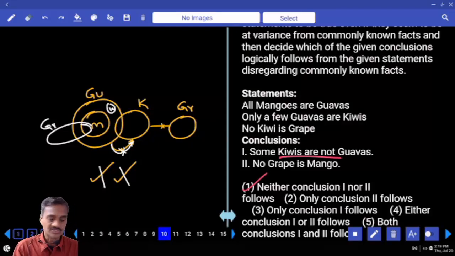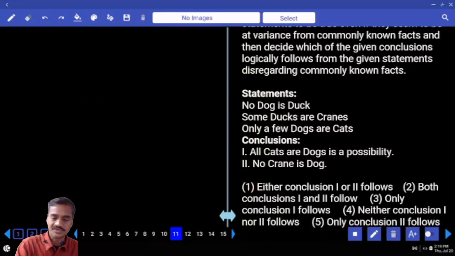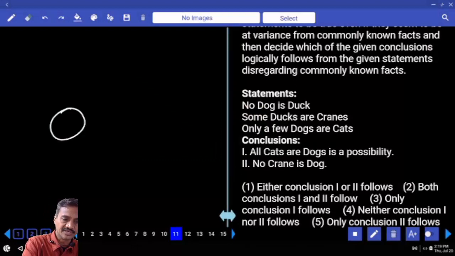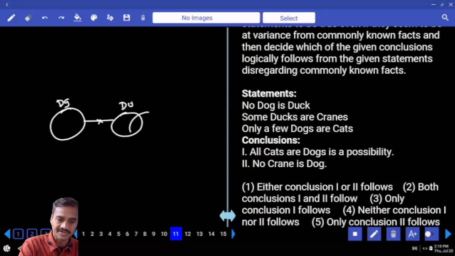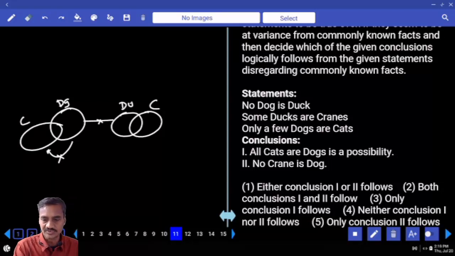Then next one, 11. Now in this question number 11, no dog is duck. No dog is duck can be written like this. This is dog and this is duck. No dog is duck, and some ducks are cranes and only a few dogs are cats. Only some dogs are cats but not all. Isn't it? First one, all cats are dogs is a possibility.